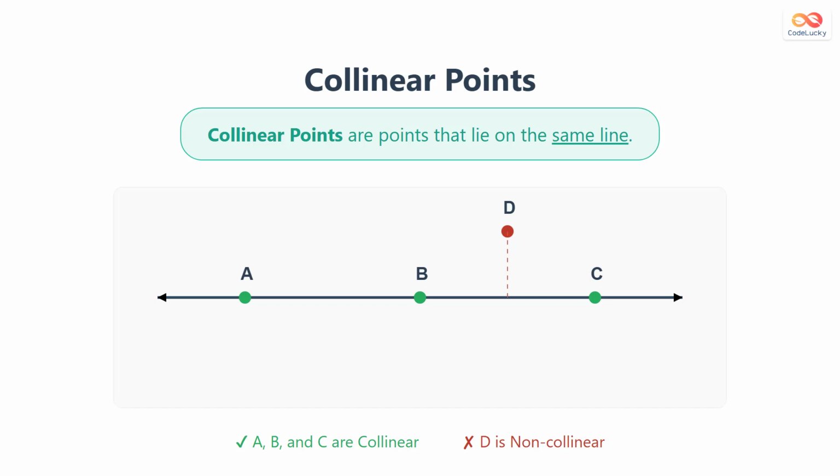Sometimes, points line up perfectly. When 3 or more points lie on the exact same straight line, we call them collinear points. If a point lies off that line, like point D in this diagram, the set of points is non-collinear.